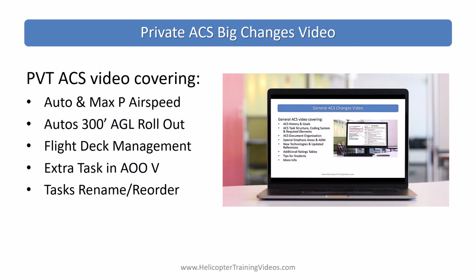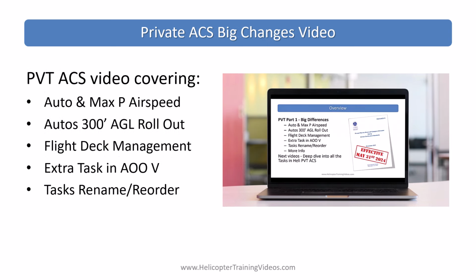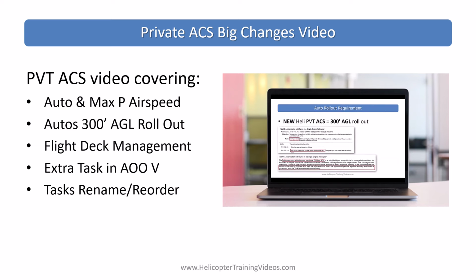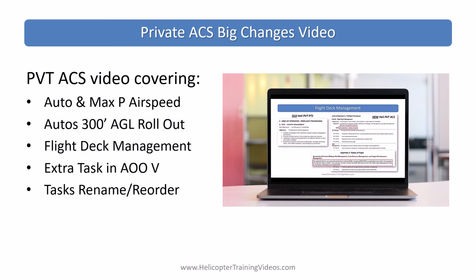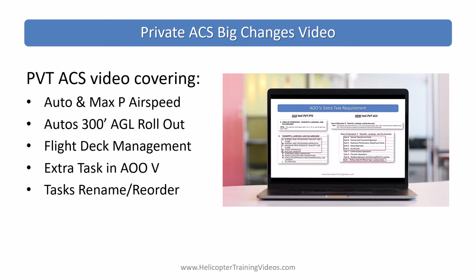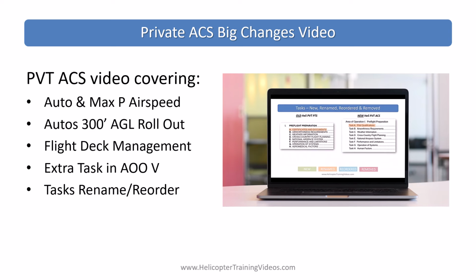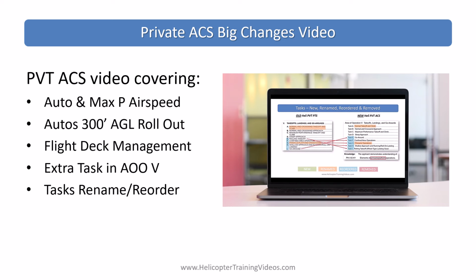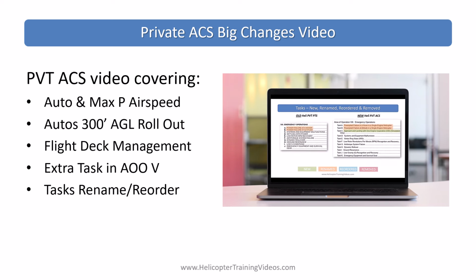As I also said, this is a continuation of the series looking at the private pilot helicopter ACS. So if you haven't seen the previous video we did on the big changes covering the auto max P airspeed changes, the 300 feet AGL rollout requirement, the flight deck management task, and the extra task in Area of Operation 5, as well as task rename and reordering, go have a quick look at that. That's a relatively short video.